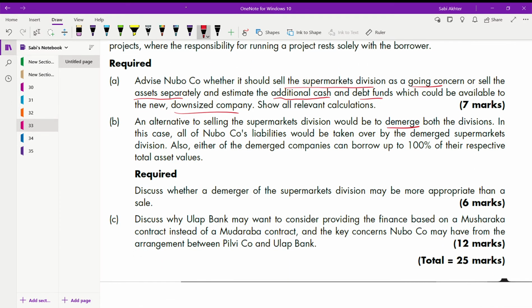Discuss whether demerger of supermarket may be more appropriate than a sale. So demerger versus sale: benefits and drawbacks you have to give. Coming to part C, it is about Islamic finance.